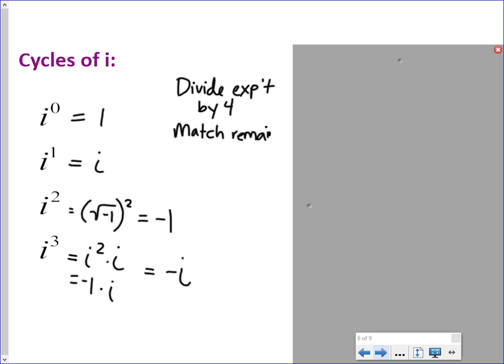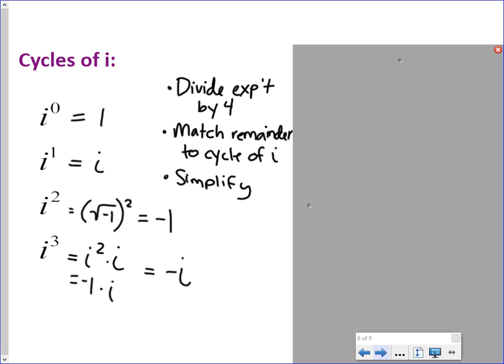Match remainder to cycle of i, and simplify. So we can do high powers of i using basically the remainders because we're going to run in these 4 cycles. So that's why we're going to divide by 4. If you've ever had any experience with something called modular arithmetic, this is a great example of when we only care about the remainder, not actually the quotient in division.